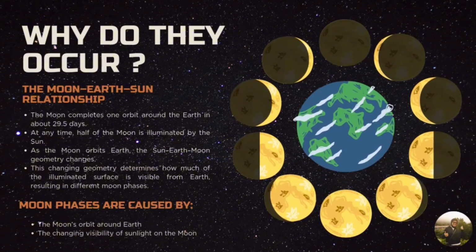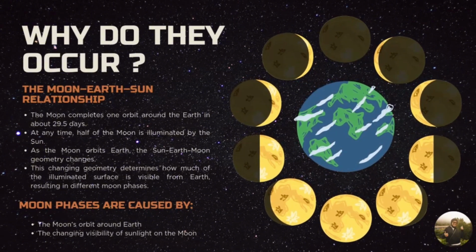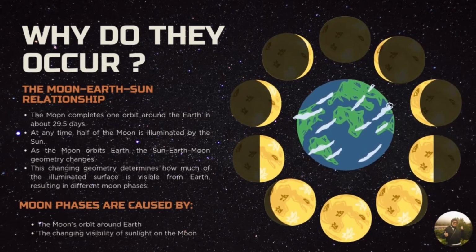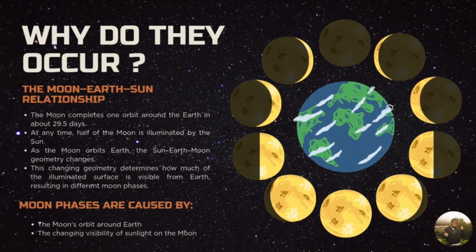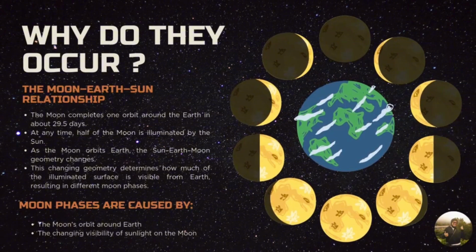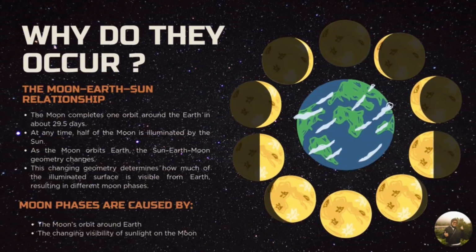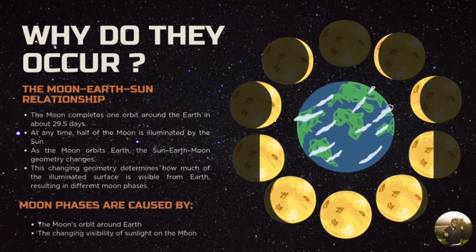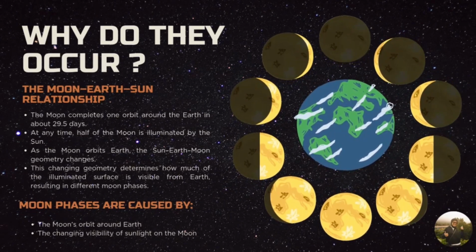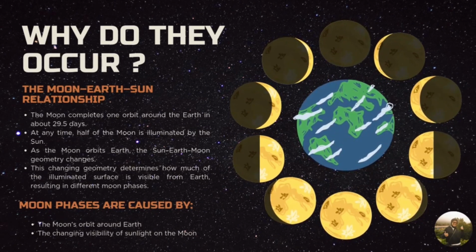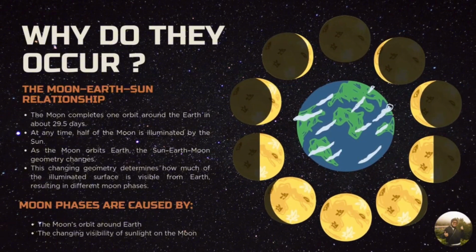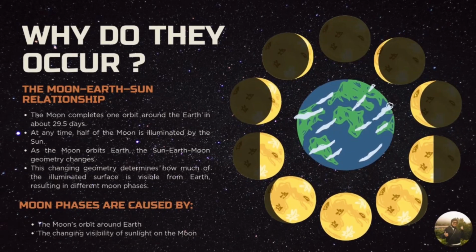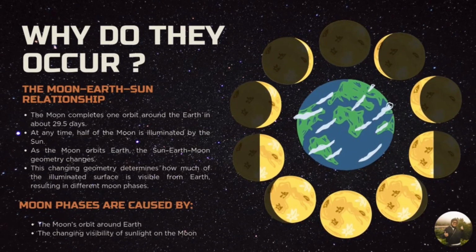Why do they occur? The Moon-Earth-Sun relationship. The Moon completes one orbit around the Earth in about 29.5 days. At any time, half of the Moon is illuminated by the Sun. As the Moon orbits Earth, the Sun, Earth, Moon geometry changes. This changing geometry determines how much of the illuminated surface is visible from Earth, resulting in different moon phases. Moon phases are caused by the Moon's orbit around Earth and the changing visibility of sunlight on the Moon.